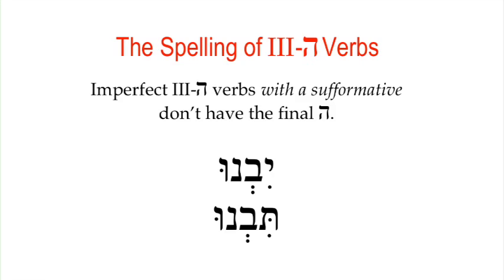Now in those forms that do take a subformative, the Segol He drops out. Look at your screen. Imperfect third He verbs with a subformative don't have the final He. That He drops out. Your examples, Yivnu, Tivnu. You see the imperfect preformative, you see the imperfect subformative. You see the first two verbal roots, Bet and Nun. You do not see the third verbal root, the He. That He has dropped out in the inflection of this form. When parsing these forms, you'll need to be able to reconstruct the verbal root. You'll need to be able to replace the He by reconstructing its original form.